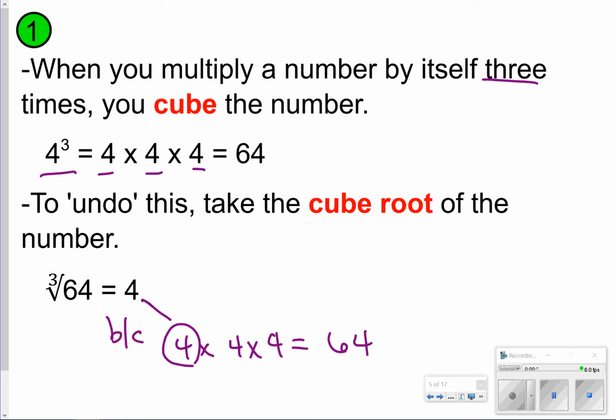Go ahead and take time now to pause the video here so you can write down what you see for number 1 and the differences between cubing a number and finding the cube root of a number. Once you're done, click play to see what happens next.